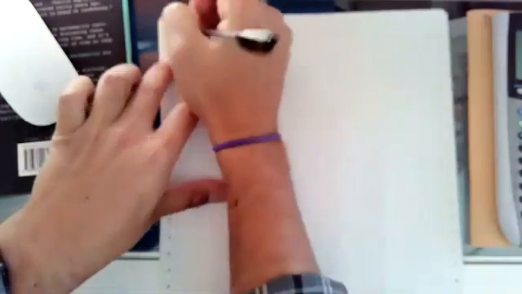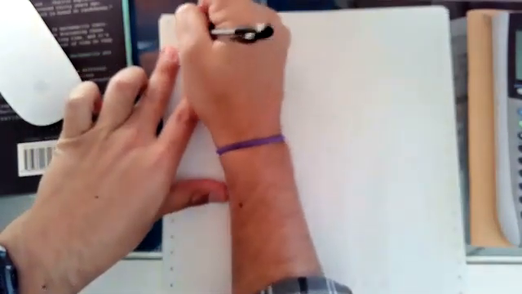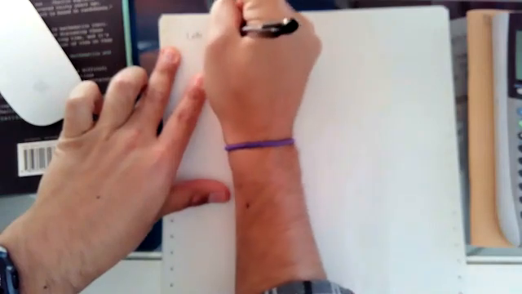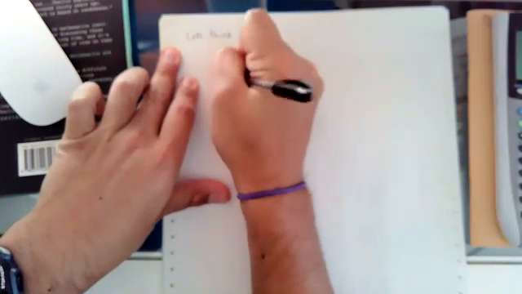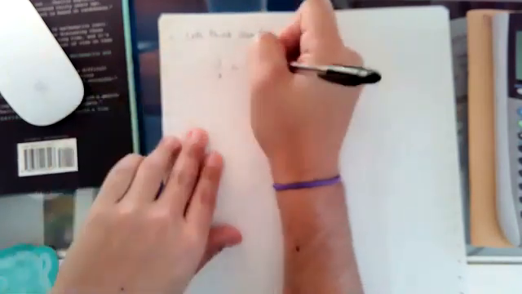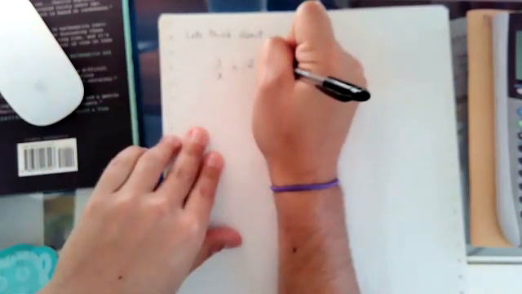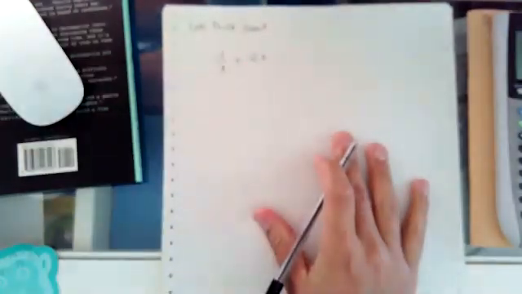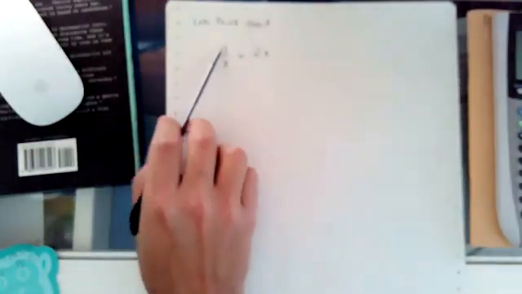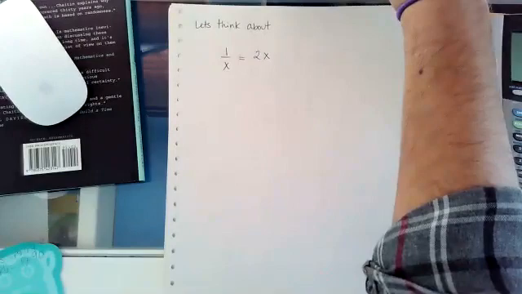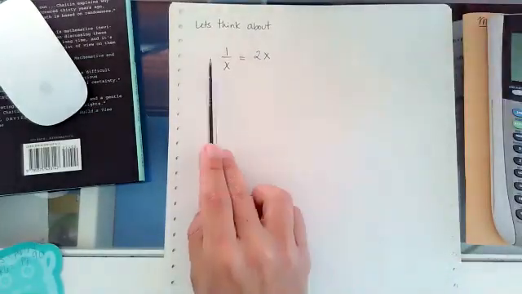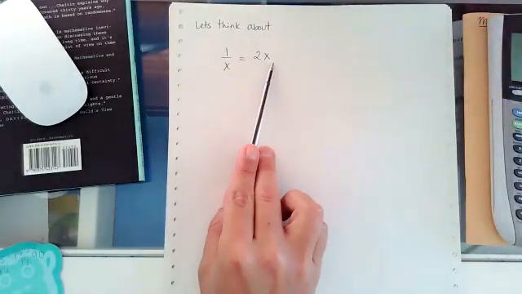So let's think about 1 over x is equal to 2x. Can anybody see that? That's all blurry. There we go. Okay, let's think about 1 over x is equal to 2x.